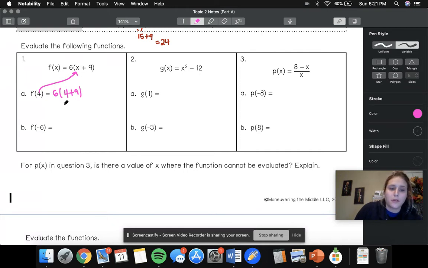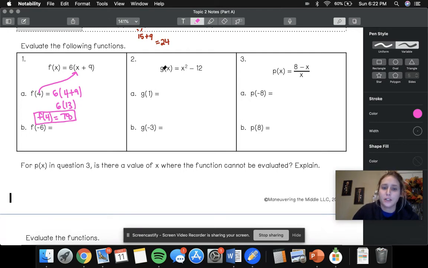Then I just follow order of operations. I have to do parentheses first, and then I have to multiply 6 times 13, which is 78. So how we write this is f of 4, input of 4, equals our output, 78. I'm going to have you guys do the next one here in a little bit. For number 2, I'm going to have you guys do A. We're going to do B together.